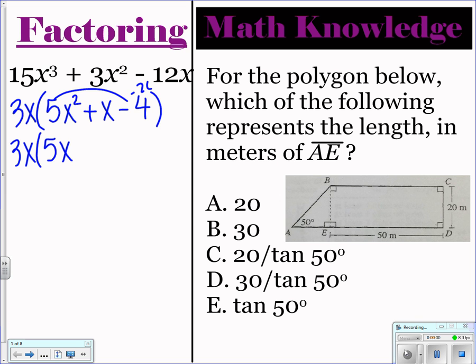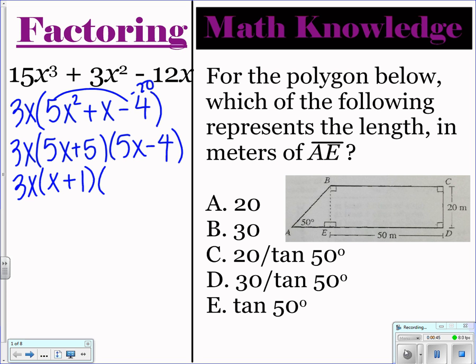And you're going to have a negative 20 here. So I'm going to go ahead and replace my 5. I'm going to do plus 5 and minus 4. That first set will reduce. You can divide it by 5. So you'll have 3x times x plus 1, and then times 5x minus 4. And so that would be your answer.